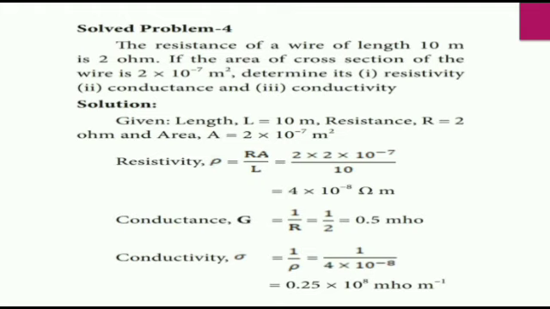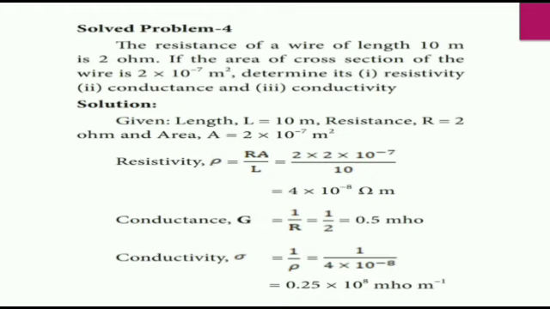Based on resistivity, conductance and conductivity, there is a problem, problem number 4. A wire of length 10 meter has a resistance of 2 ohm. So L is 10 meter and the resistance R is equal to 2 ohm. Next, the area of cross section of the material of the wire is 2 into 10 power minus 7 meter square.